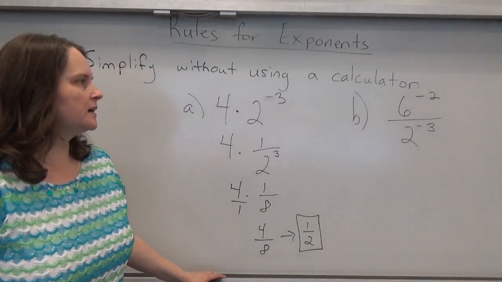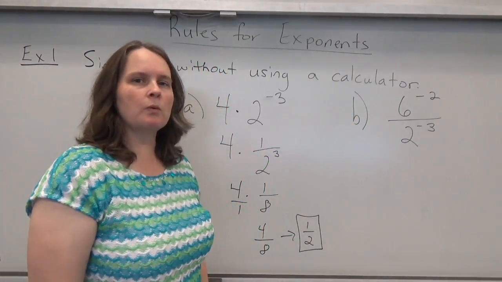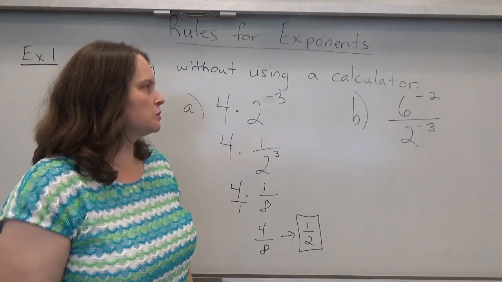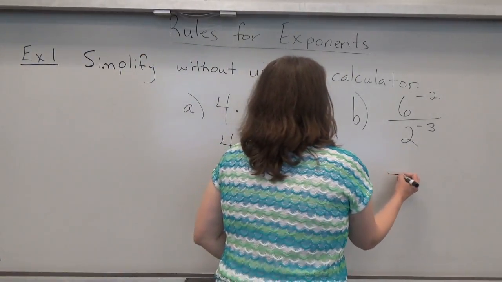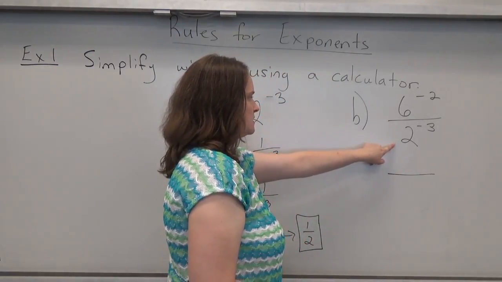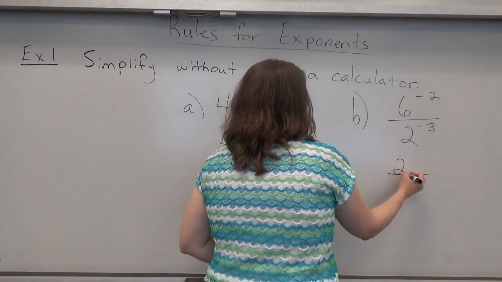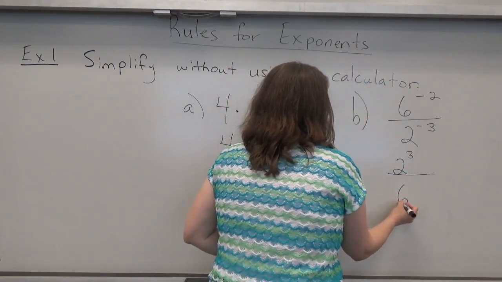For part B, we have 6 to the negative second over 2 to the negative third. We know that if we're working with negative exponents, we want to move them. So let's go ahead and rearrange these so that we can have positive exponents. We'll move this into the top as 2 to the third power. And then this will go into the bottom as 6 to the positive second.